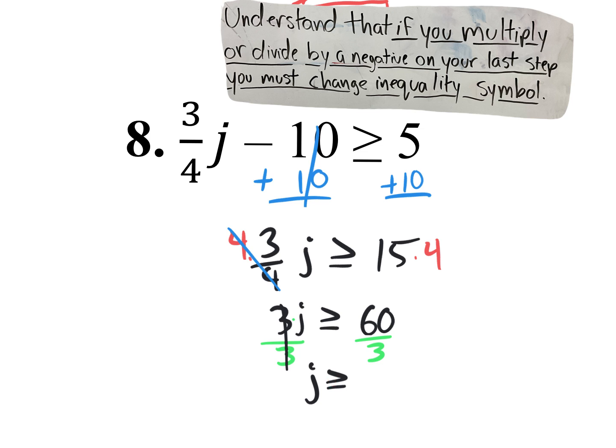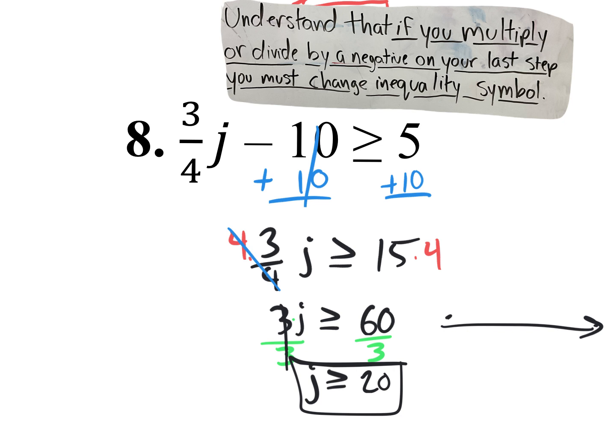Why? Because the only time you actually change it is if you multiply or divide by a negative on your last step. That's when you change the inequality symbol, and we divided by a positive 3, not a negative 3. So 60 divided by 3 is 20. So final answer is j is greater than or equal to 20.